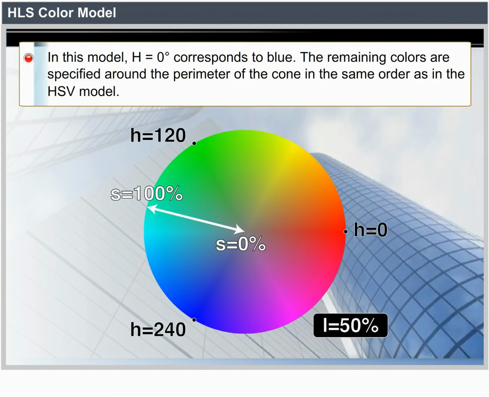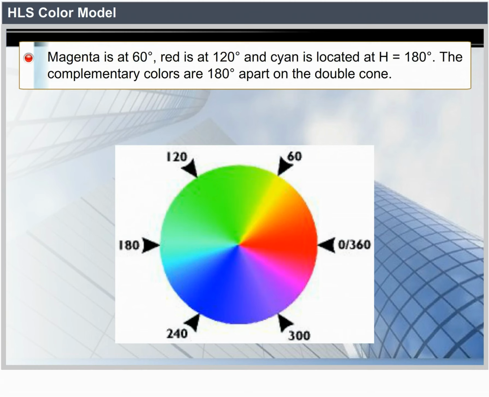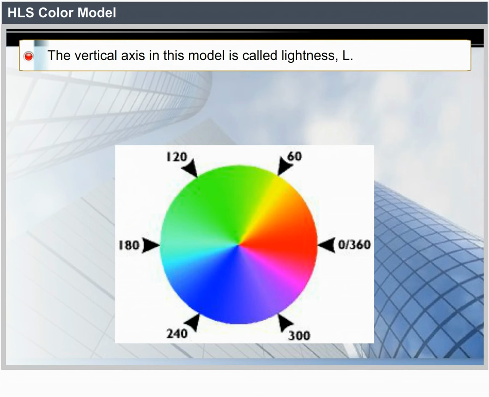In this model, H equals 0 corresponds to blue. The remaining colors are specified around the perimeter of the cone in the same order as in the HSV model. Magenta is at 60 degrees, red is at 120 degrees, and cyan is located at H equals 180 degrees. Again, complementary colors are 180 degrees apart on the double cone. The vertical axis in this model is called lightness, or L.